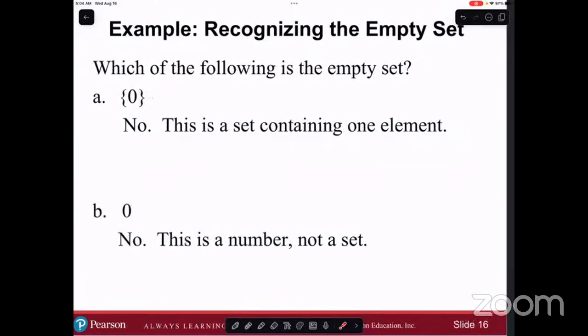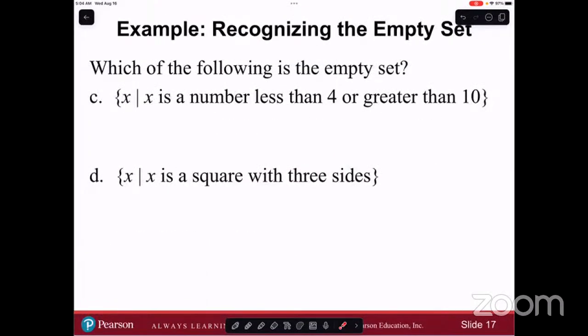Let me see. The set of all X such that X is a number less than 4 or greater than 10. I think the example we saw before said "and." So you have numbers that are less than 4 or greater than 10, right? Notice that 3 is less than 4, so that could be in here. I mean, you have an infinite number of them. That's not the empty set, right? You have elements in that set.